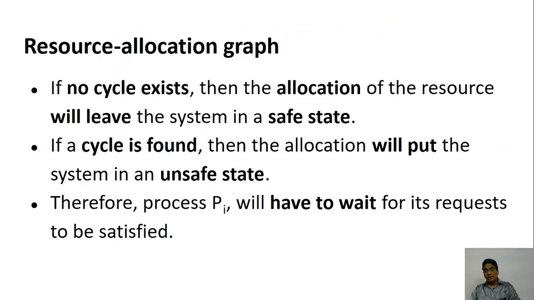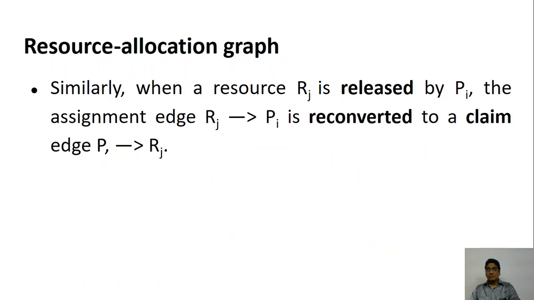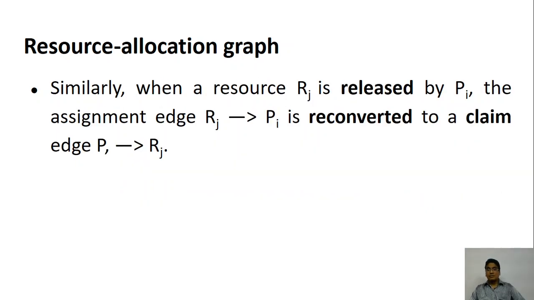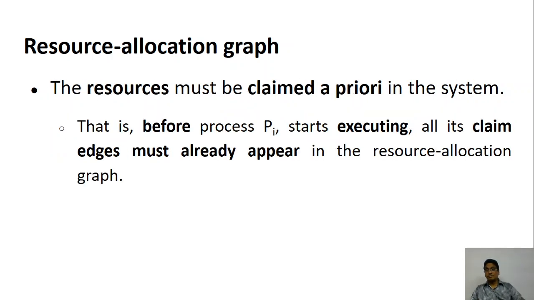Okay, so here let's come back to this one. Once it makes the actual request, it is converted into a request edge. When the resource is allocated, you give the resource to P1, P1 uses that resource, and after that it will release the resource. Once it releases the resource, you again make it a claim edge.